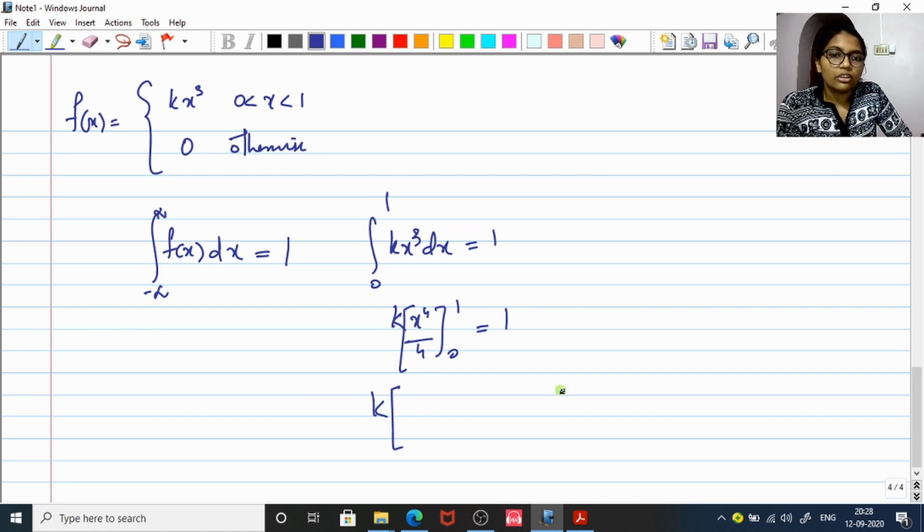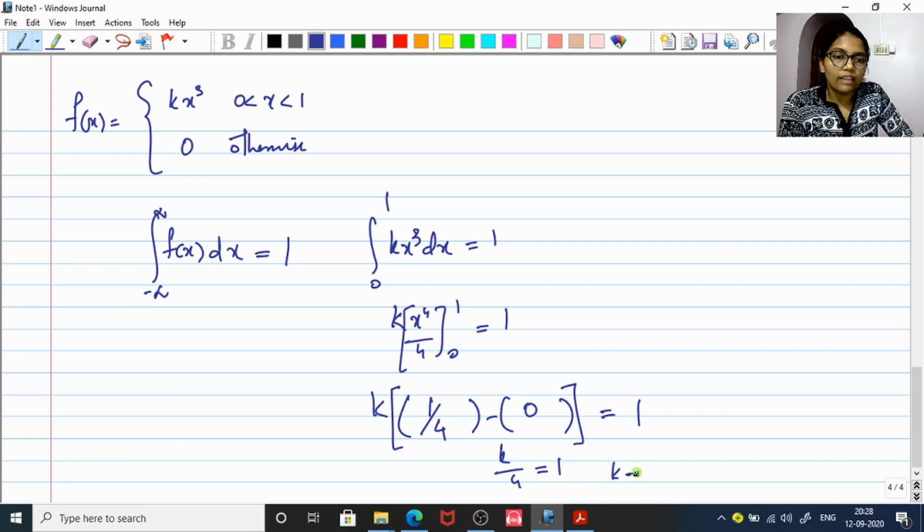Whenever you start with the limit substitution, open a big bracket inside which two small brackets are there for upper limit and lower limit. So here it is 1 raised to 4, which is 1 itself. So 1 by 4 minus lower limit, which is 0. So actually k by 4 equals 1, or the k value is equal to 4. Next thing is to find the mean and variance.